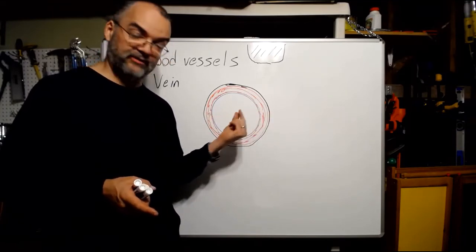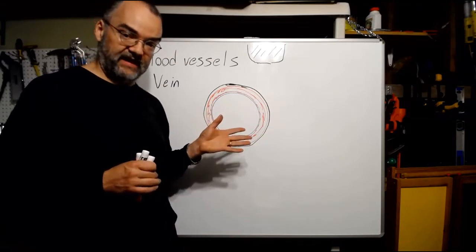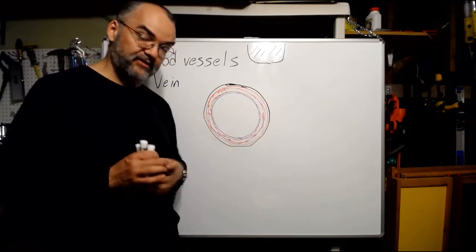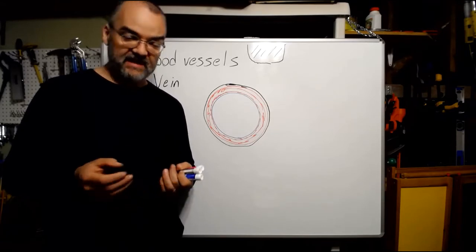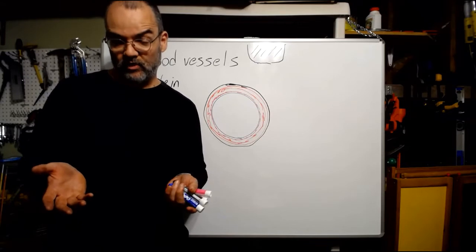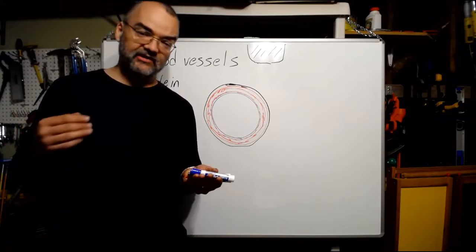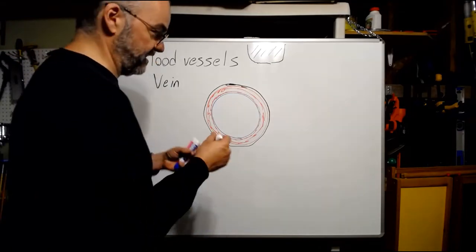Their walls are thinner. That's one of the reasons why blood can tend to sort of pool in veins. They can be thinner because the pressure in the veins is much lower than in the arteries. By the time you get to the veins, most of the pressure has been worn away with friction with the walls of the vessels. So there's very little pressure left at this point. That actually leads to one of the interesting things about veins.